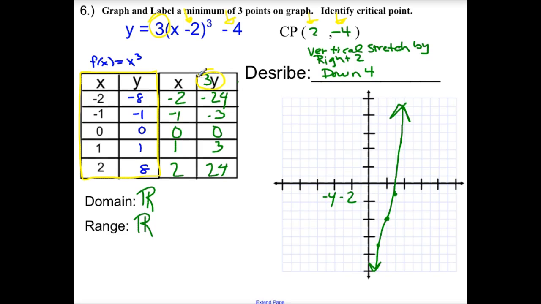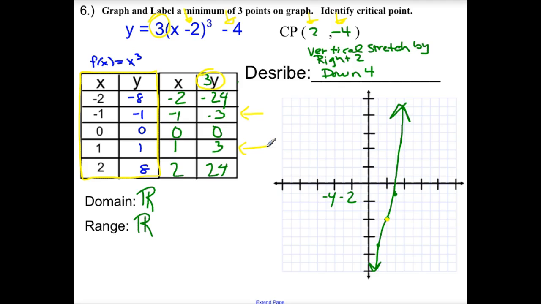So I started by plotting my critical point of 2, -4. And because of the vertical stretch by 3 and the cubic function is fairly skinny to begin with, this ends up being really skinny, and I could only fit 2 other points on the graph. The left one down 3 and the right one up 3. Make sure in a case like this that your graph still looks like the parent function. So even though this is almost like a line, you should still have a little bit of the curve to give the idea that it is still a cubic function.